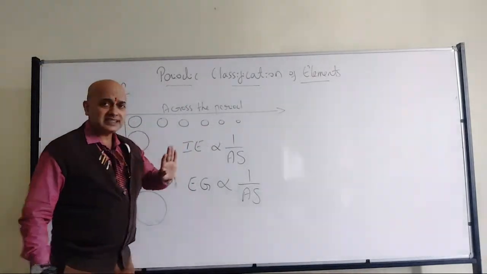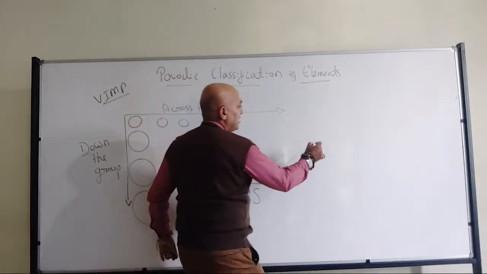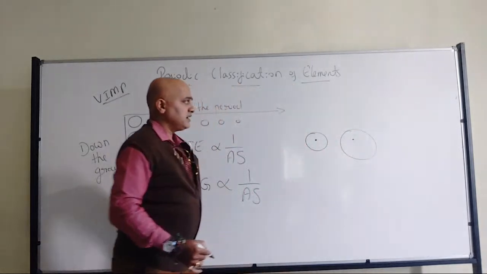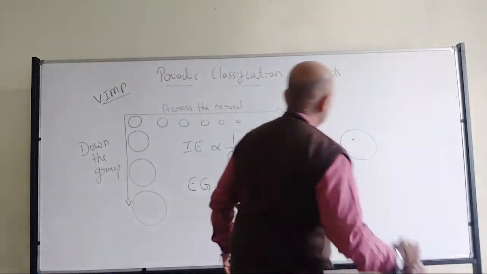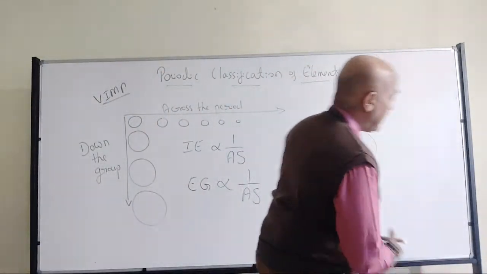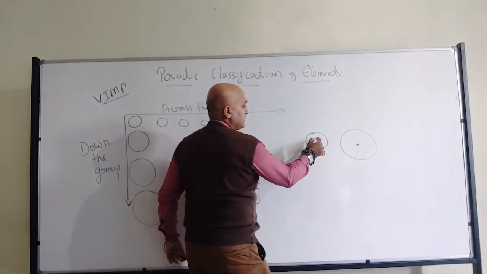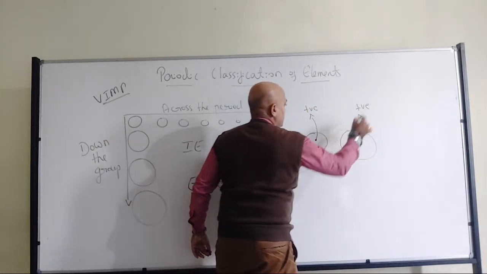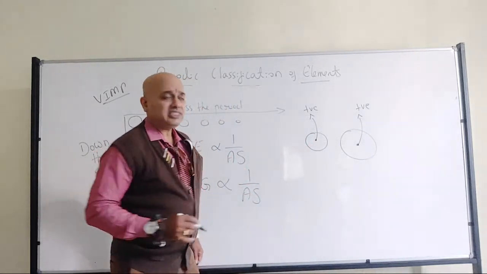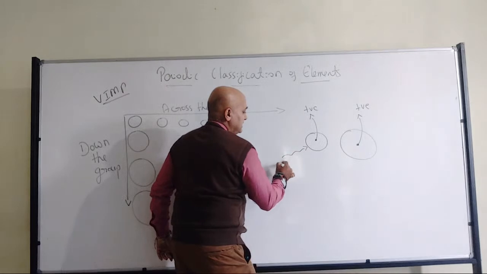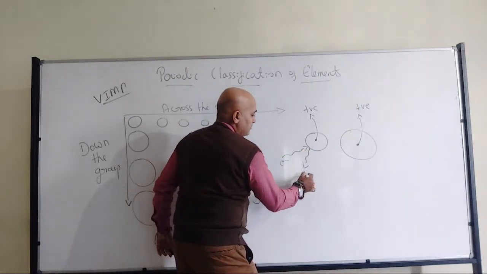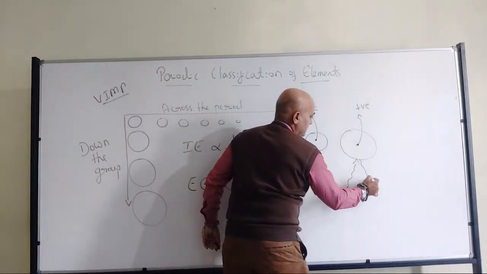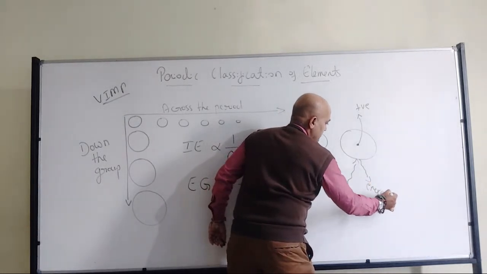Because as there is a decrease in the atomic size, say for example, I have two atoms. This is one atom, this is another atom. Now, all of us know that in the nucleus we have the positive charge. Now, if I talk about electron gain enthalpy, that means where I will be adding the electron, during that time there will be release of energy.